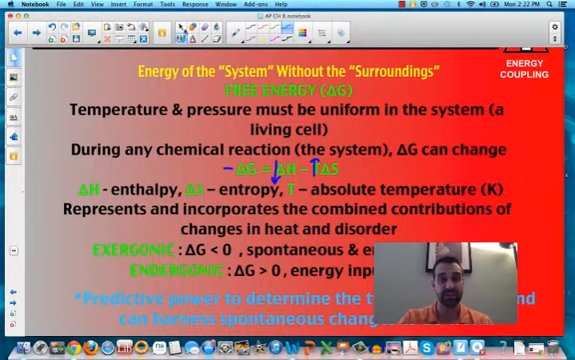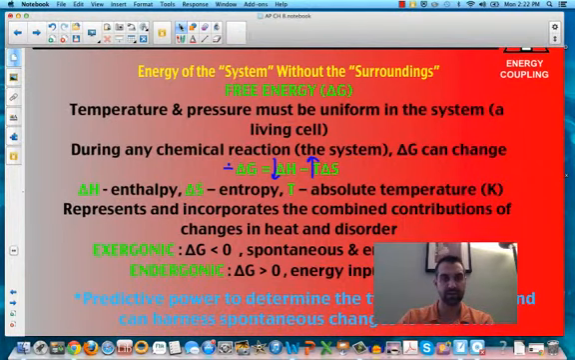On the flip side of all of this, if we decrease the temperature and the entropy and increase the amount of energy that's in the system already, or the enthalpy, we're going to get a positive delta G.